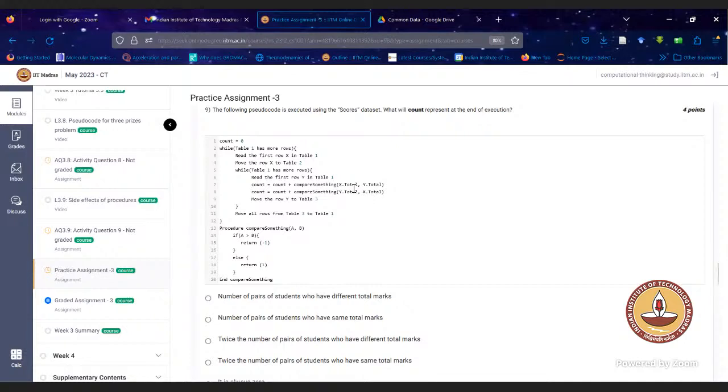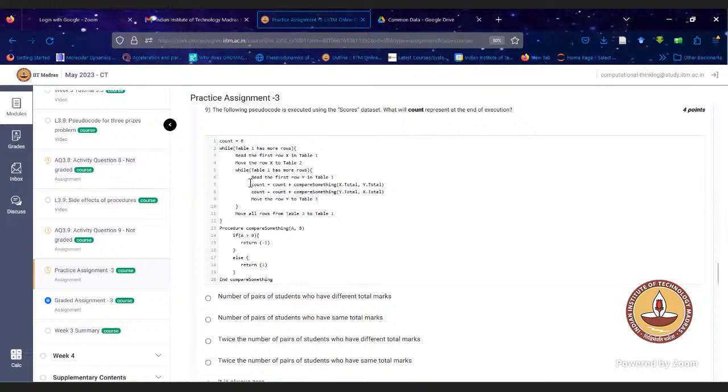Oh, no. The thing is that you see here, you have x dot total and y dot total, and in the second one, they are sending y dot total to x dot total. So they are comparing both ways. In the first scenario, if this is big, you're sending -1. But in the second one, if this is big, you're sending 1 to the second count. So won't they always nullify each other?